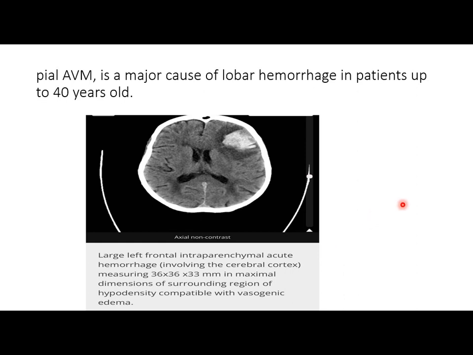We have another thing which is called AVM, arteriovenous malformation. It is also another major cause of lobar hemorrhage, but in this one the cortical and subcortical area is involved, and in this case it is in the frontal part. As we see here, there is an area of vasogenic edema around the lesion, and with mass effect.